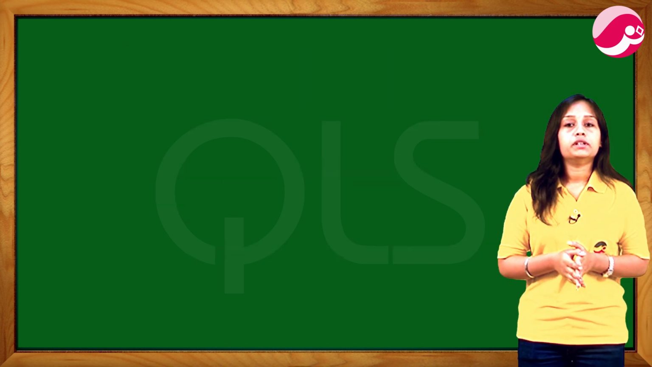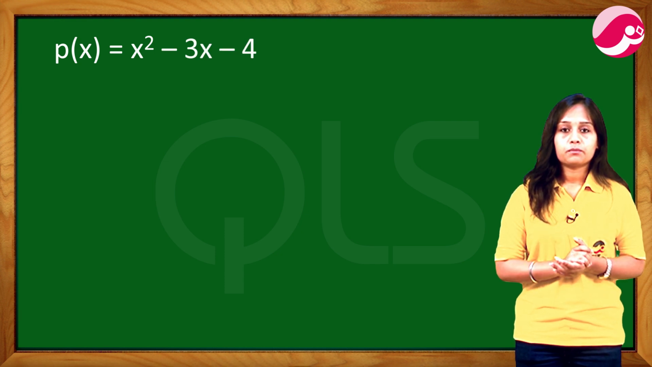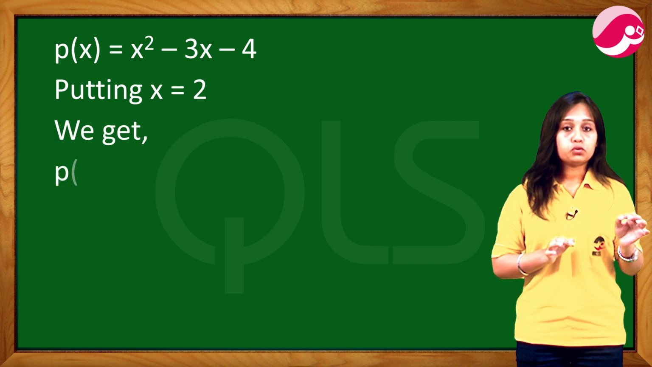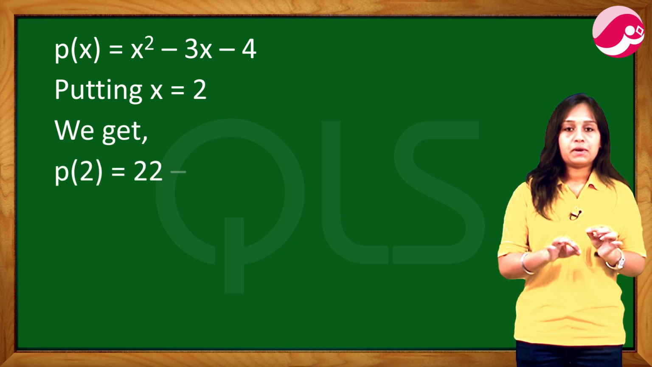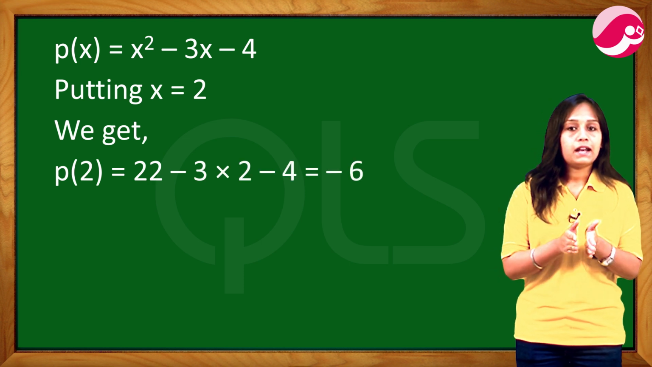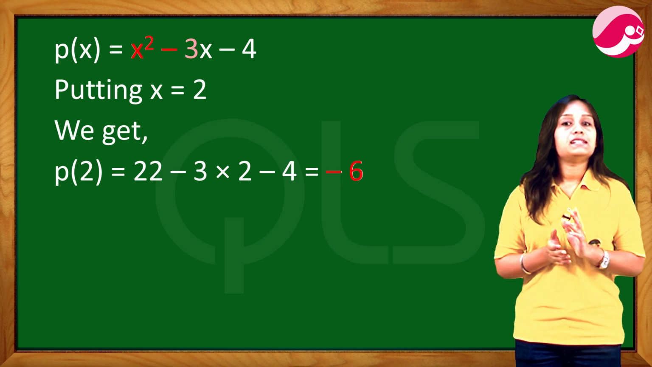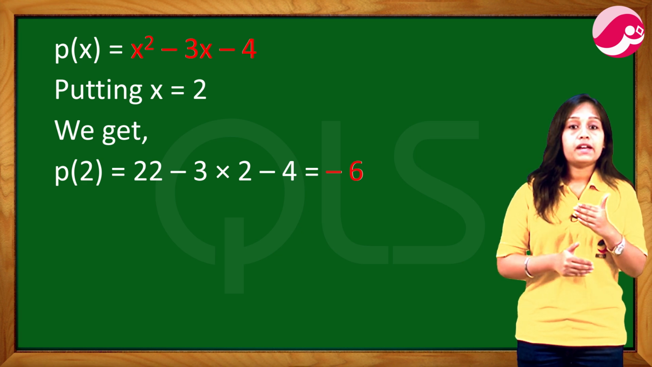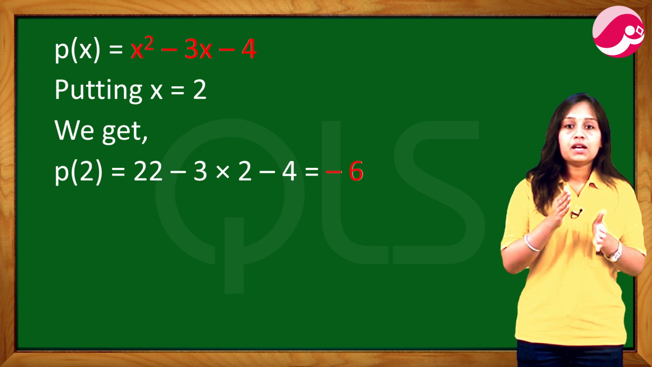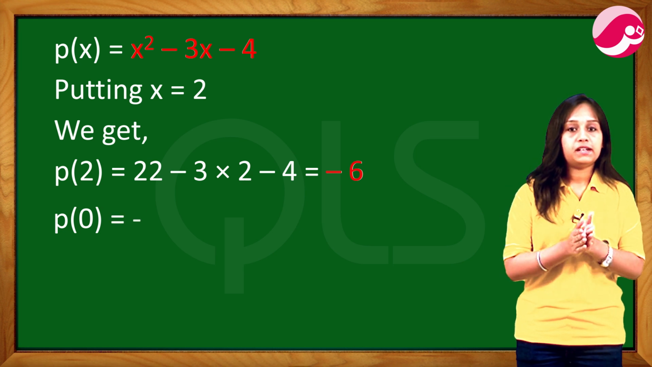Now consider the polynomial p of x equal to x square minus 3x minus 4. Then on putting x equal to 2 in the polynomial, we get p of 2 is equal to 2 square minus 3 into 2 minus 4, that is equal to minus 6. The value minus 6 obtained by replacing x by 2 in x square minus 3x minus 4 is the value of x square minus 3x minus 4 at x equal to 2. Similarly, p of 0 is the value of p of x at x equal to 0, which is minus 4.